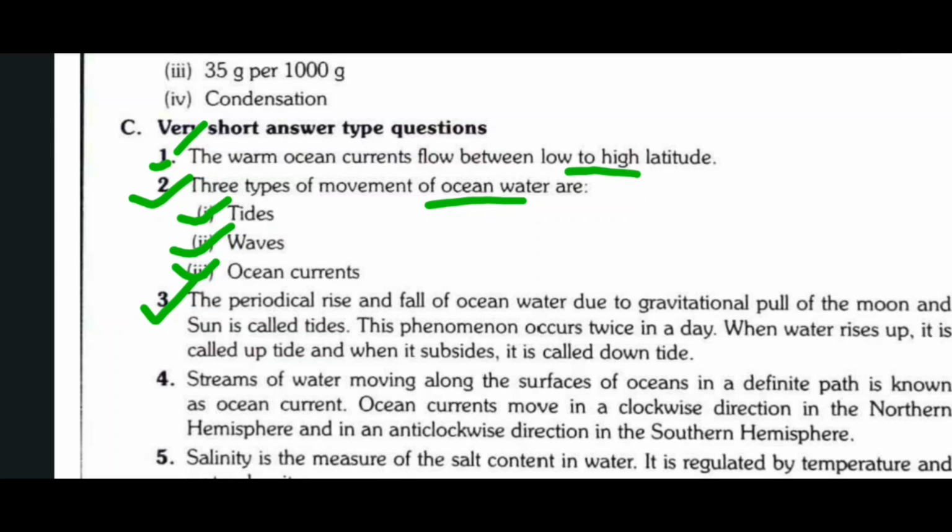Next question number 3, what is high tide and low tide? The periodical rise and fall of ocean water due to gravitational pull of moon and sun is called tides. This phenomenon occurs twice in a day. When water rises up, it is called up tide, and when it subsides, it is called down tide.